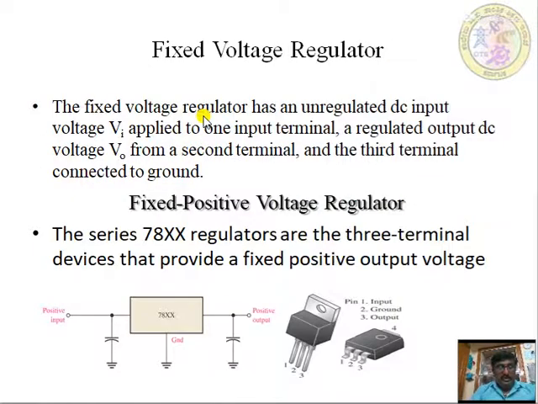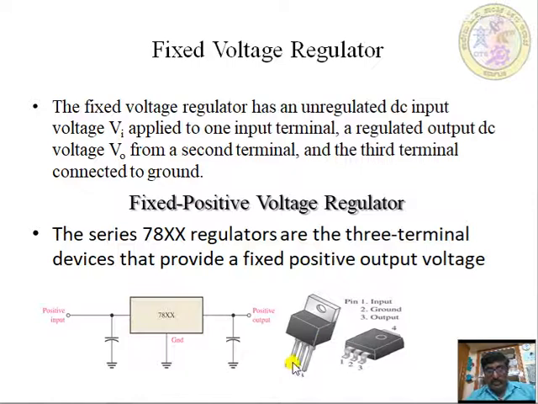Now the last topic, the fixed voltage regulator. The fixed voltage regulator has an unregulated DC input voltage Vi applied to one terminal, a regulated output DC voltage Vo from a second terminal, and a third terminal connected to ground. The fixed voltage regulator has three terminals: the input terminal, the ground terminal, and the output terminal. The first terminal is known as the input terminal, the second terminal is the ground, and the third terminal is connected to the output.